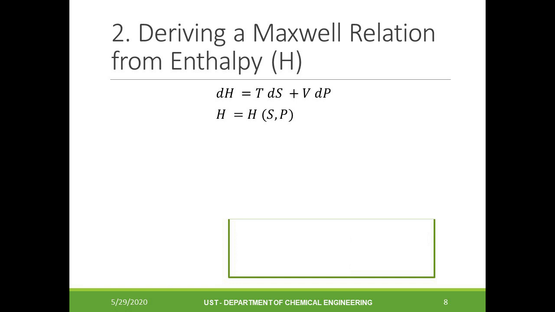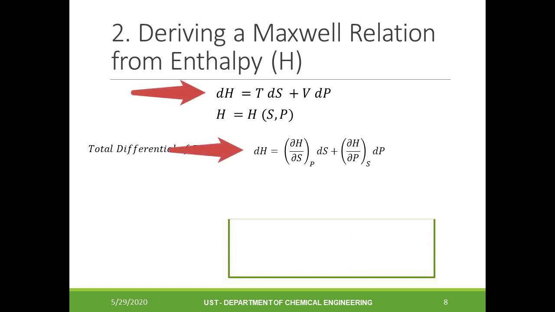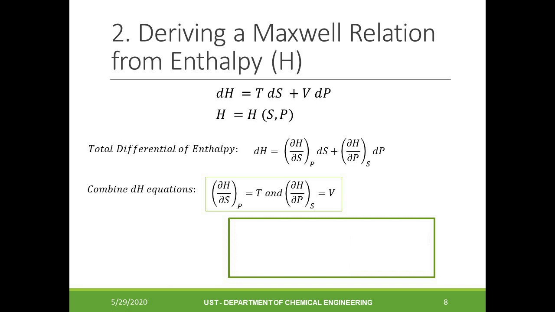Alright, so we know that enthalpy is a state function, and we can write the total differential of the state function in terms of the variables entropy and pressure as follows. The next step that we will do is to set the two differential equations equal to each other, that is dH is equal to dH. Since there are terms in both equations that are of the same variables, let's say dS and dP, this means that the coefficients have to be equal. Immediately, we have the partial derivative of H with respect to entropy at constant pressure is equal to temperature. We can also say that the partial derivative of H with respect to pressure at constant entropy is equal to volume.